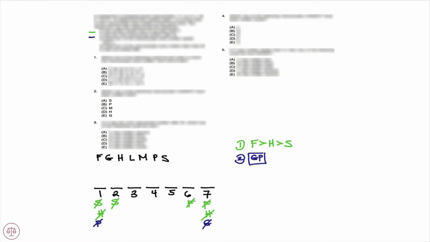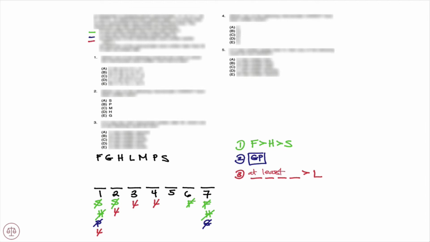The third condition tells us that at least 4 of the manuscripts were written earlier than L. So at least 4 are coming before L. And again, at least, which tells us that L cannot be first, second, third, or fourth. So L must be 5, 6, or 7.